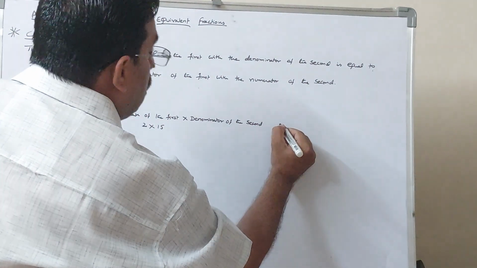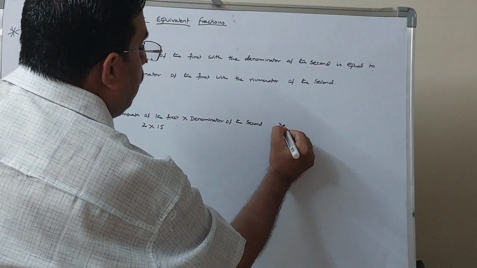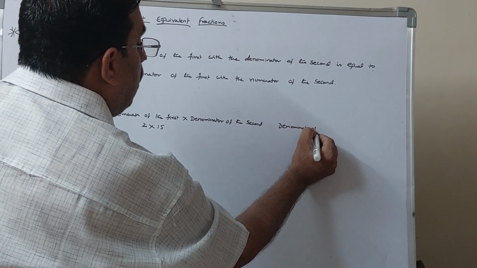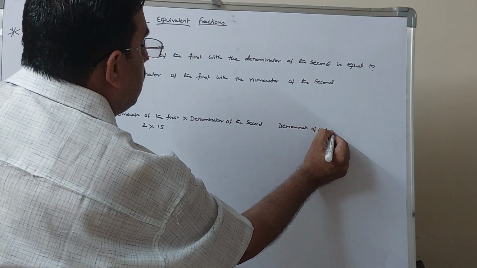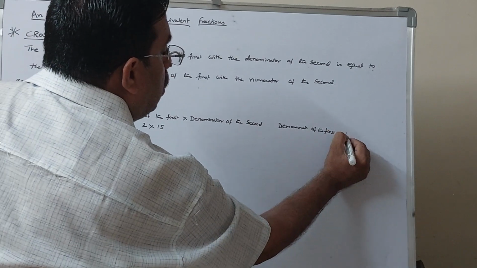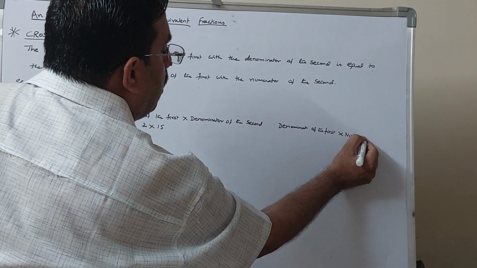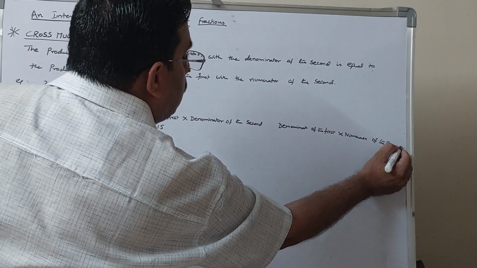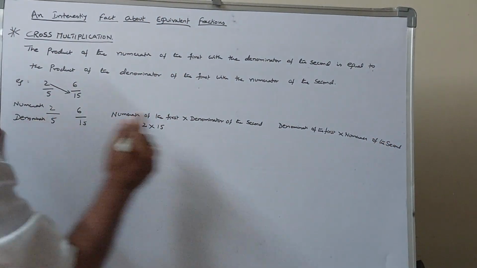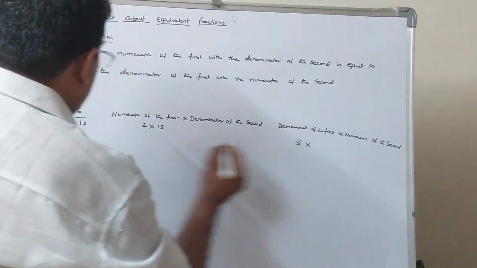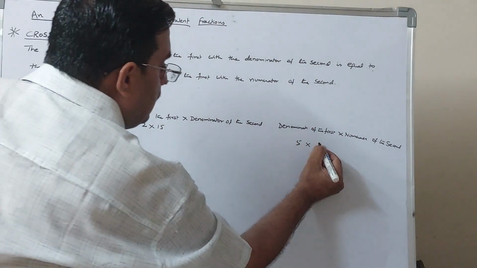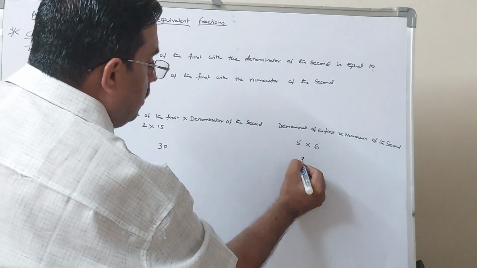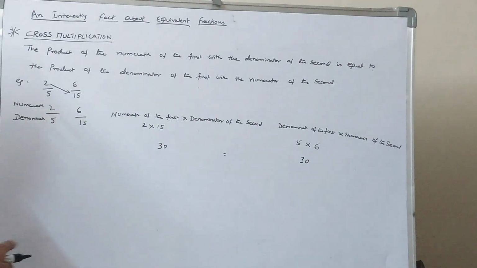Here you see, denominator of the first into numerator of the second. See this one. Denominator of the first means 5 into numerator of the second means 6. You see 2 15s are 30. So 6 5s are 30. So these two are equal.